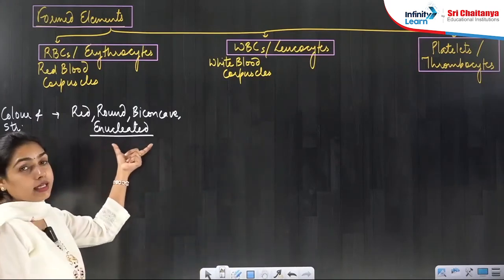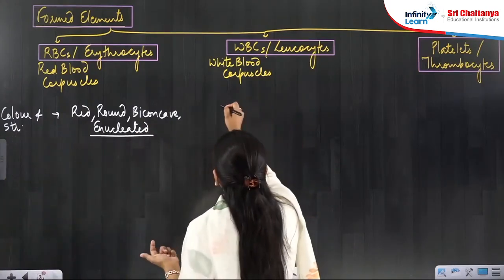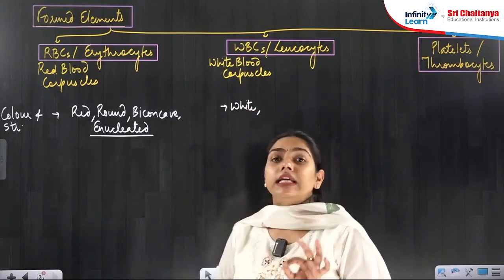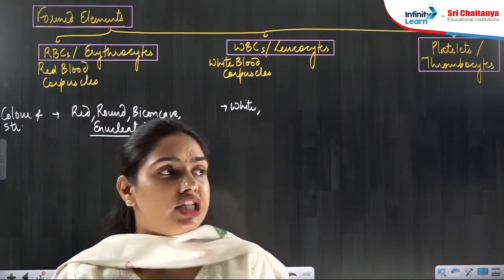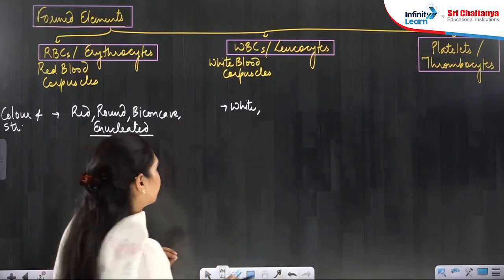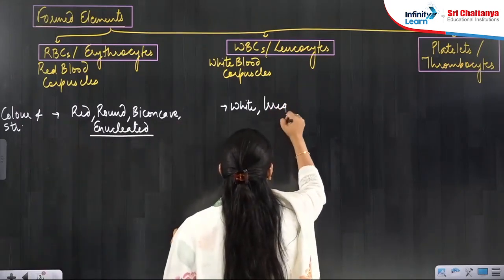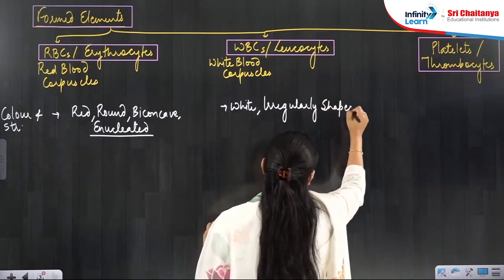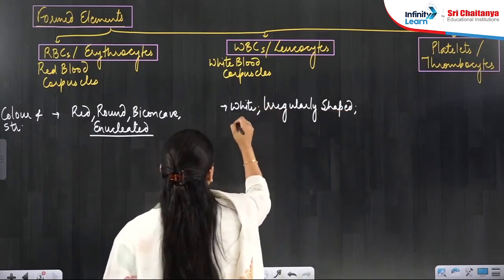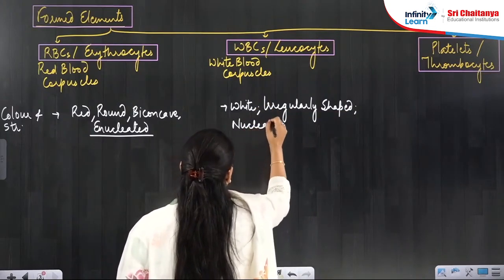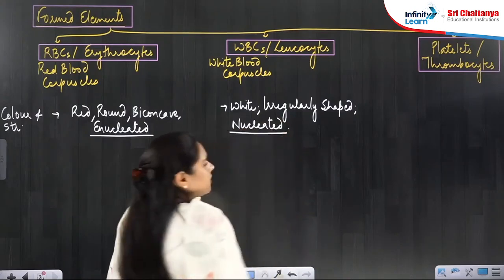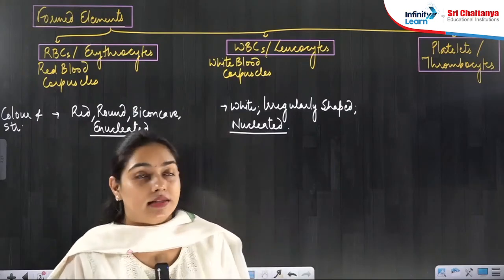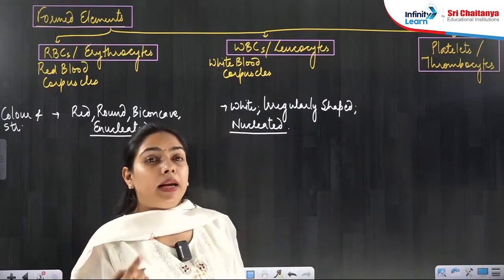So it is enucleated. Then WBC is obviously white. That is why its name is white blood cell. It does not have any specific shape. It is irregularly shaped. And yes, it has a nucleus. They are nucleated. Their nucleus is of different types. We will see different types of WBCs, and different WBCs have different nuclei. Right? Then coming to the platelets.